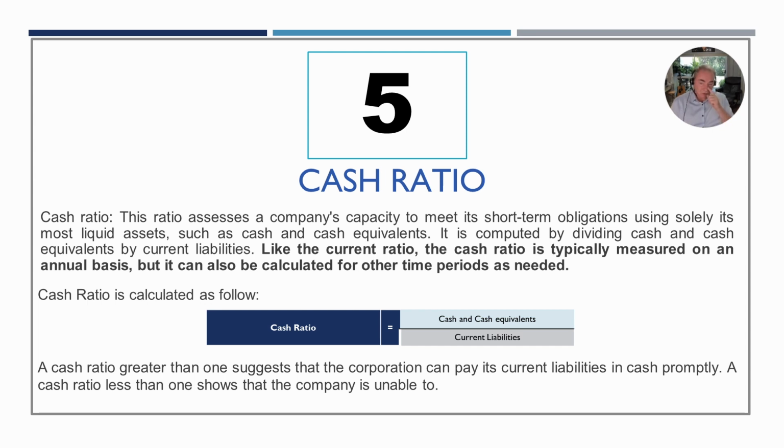So the cash ratio assesses a company's capacity to meet its short-term obligations using solely its most liquid assets, such as cash and cash equivalents. It is computed by dividing cash and cash equivalents by current liabilities. This is a number that I do use a lot, particularly with online businesses, because I think of cash and cash equivalents in terms of a month.